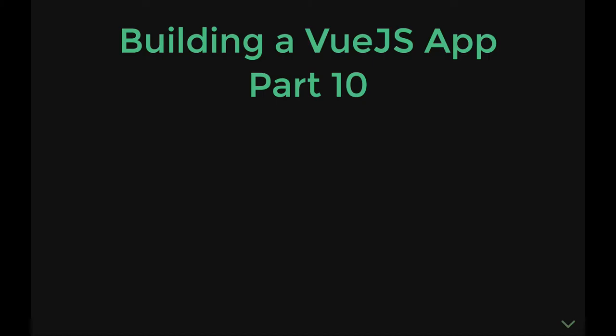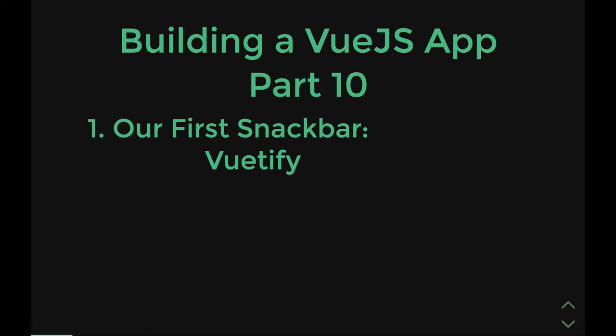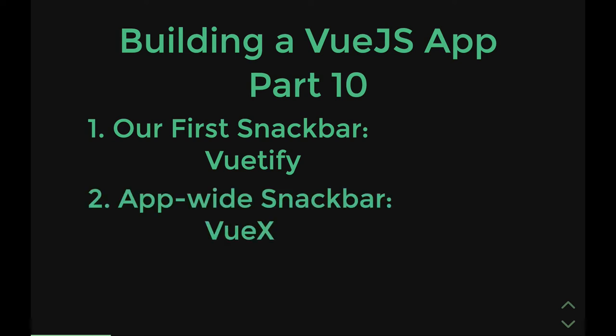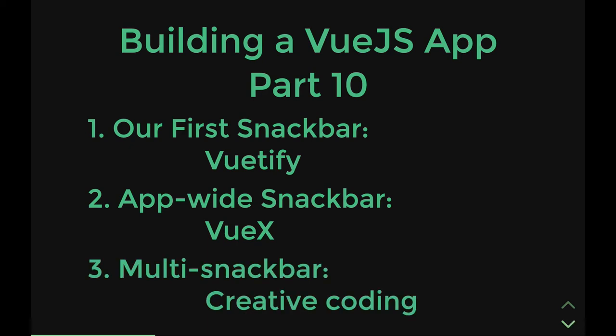So here's what we're going to do today. In part one, we're going to create our first snack bar. And here we're going to get pretty heavy into the Vuetify options and integrating that with our app. Then in parts two and three, you'll be able to apply this no matter what type of snack bar or toast you use. So if you're not into Vuetify, that's okay, as parts two and three will be useful for you as well. So we're going to have our app-wide snack bar in part two. And then in part three, we're going to have a multi-snack bar where we can have multiple notifications showing at once.